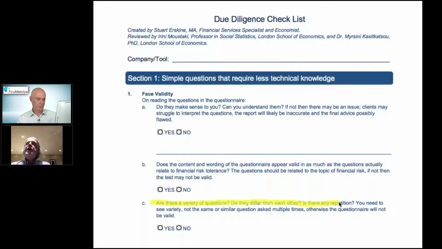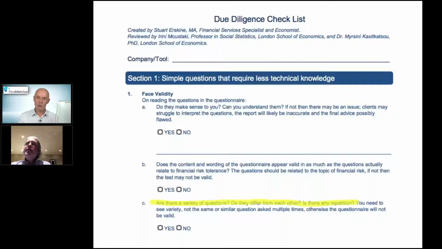And in our case, if somebody answers some questions high and some questions low, we'll report those differences, even though there will be an average score somewhere in the middle. I've just highlighted point C here. Are there a variety of questions? Do they differ from each other?